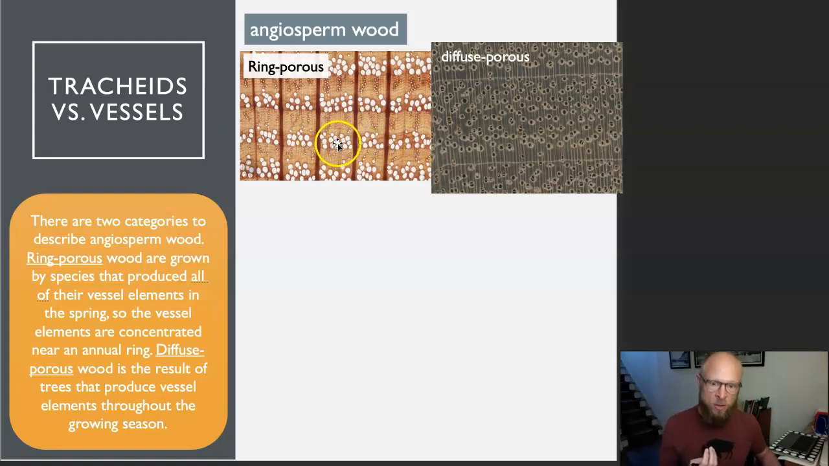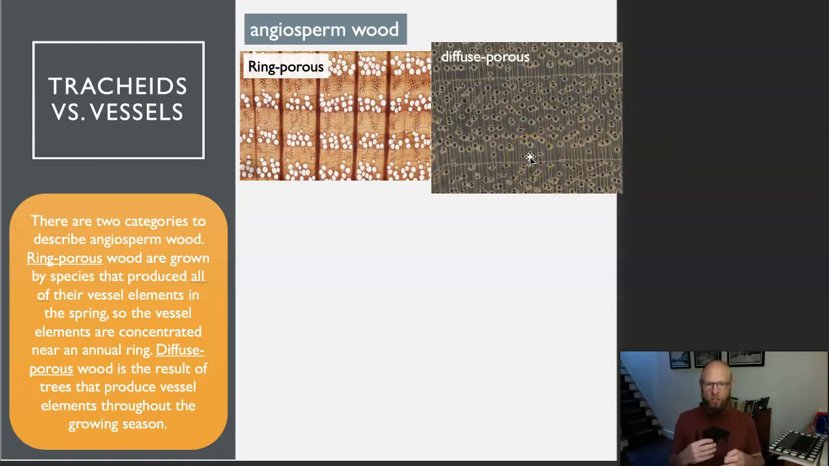Then after they grow these cells, they produce a bunch of fibers. So all of their large vessels are right at the early part of the ring, or in the spring. Diffuse porous is the opposite, where they distribute their vessel elements all throughout the annual growth ring. So they're continually building new vessels throughout the year. You don't see this big pulse of them in the spring. They're distributed throughout the entire year.